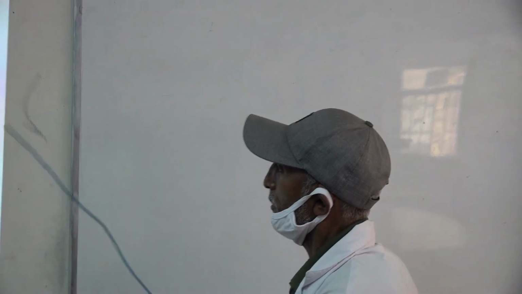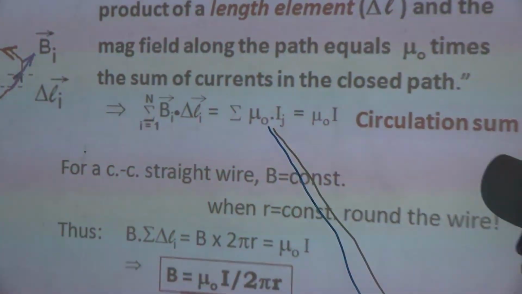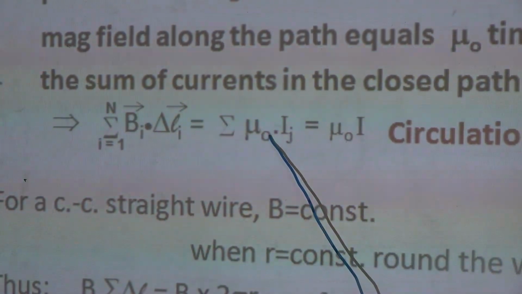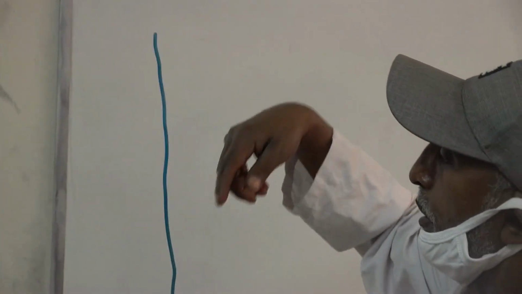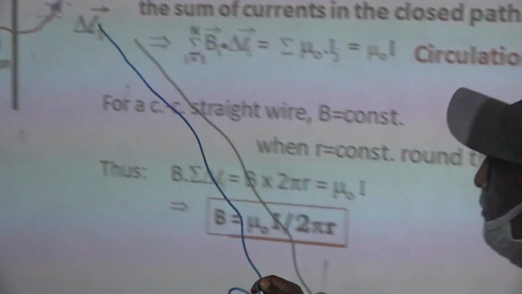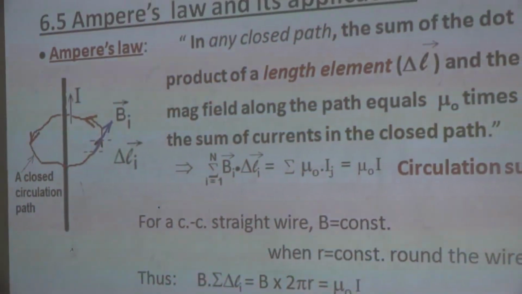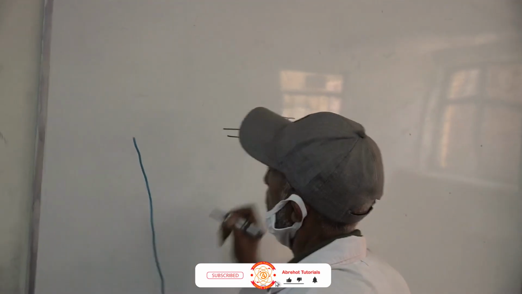And he said, the sum of B dot delta L is equal to a constant mu0 times the sum of currents along the path along which you travel, in that circumference area, as you can see from here. So if you have only a single wire, and there is only a single current, you have mu0 times I.